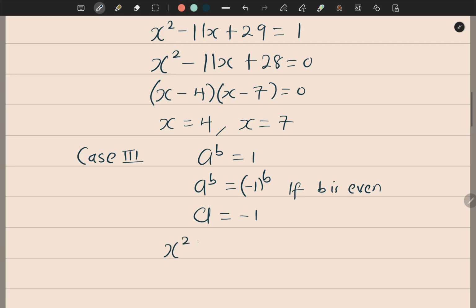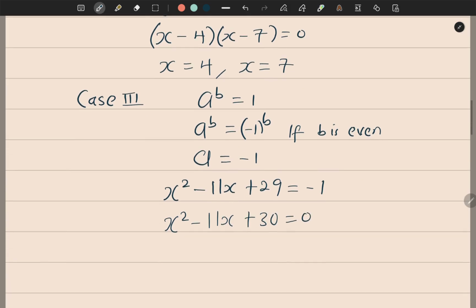Now we have x squared minus 11x plus 29 equals minus 1. So x squared minus 11x plus 30 equals 0. Now can this be factorized? Product of 30, sum of minus 11. We could make use of minus 5 and minus 6. So (x minus 5)(x minus 6) equals 0. So x equals 5 and x equals 6.